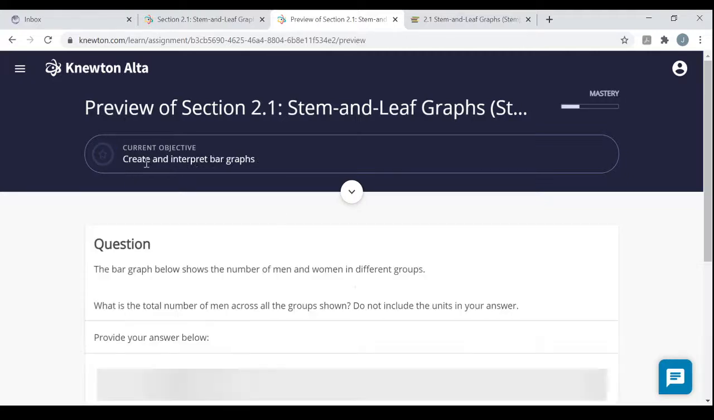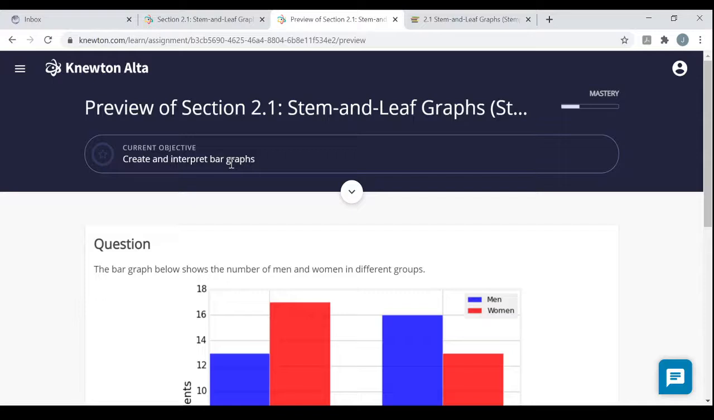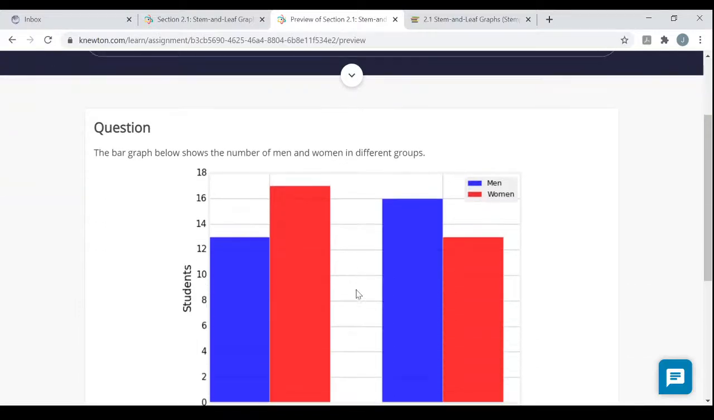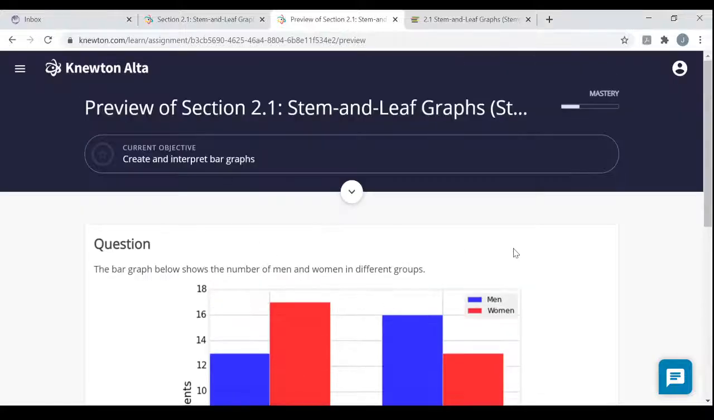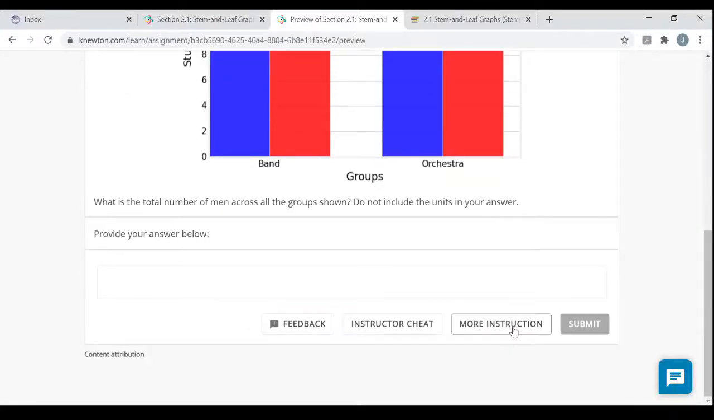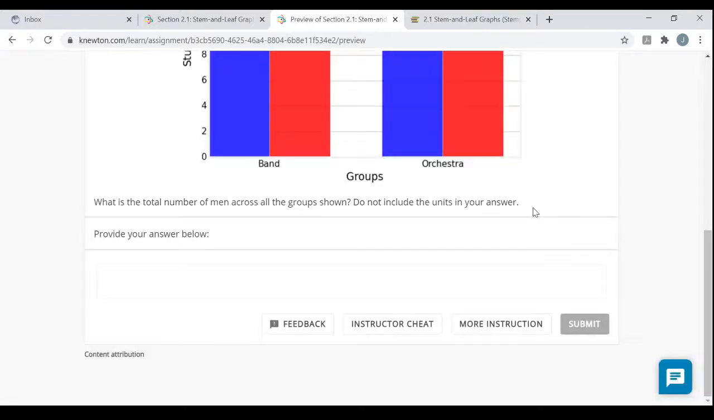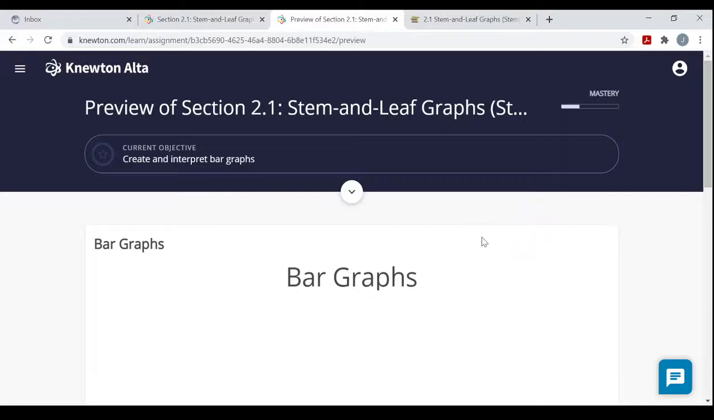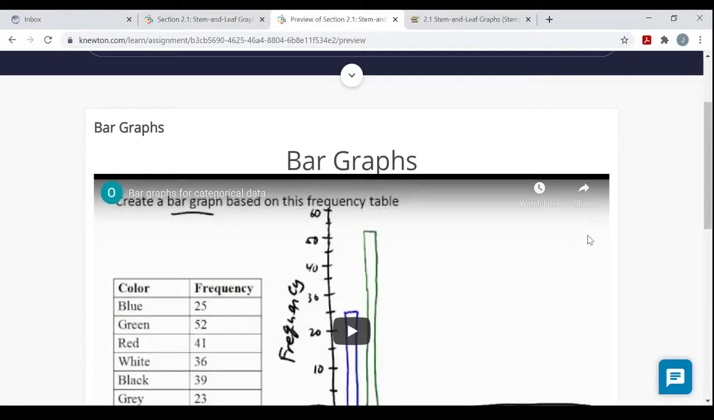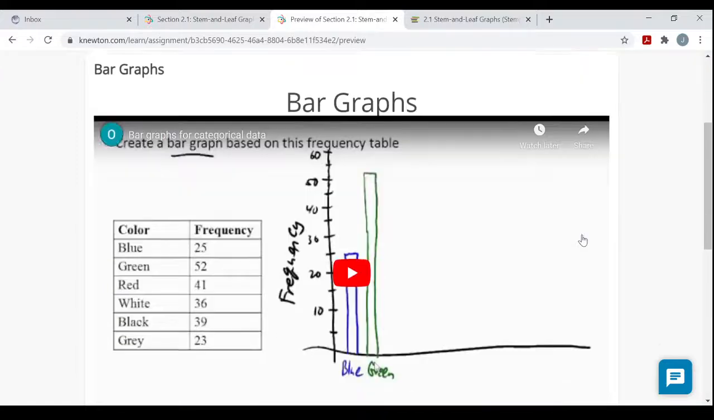So back to, so we're still on the objective. Oh, move. All right, so here's a new one. There's a new one. All right, no progress made. Create and interpret these. These are bar graphs. All right. So again, first time I'm seeing it, I'll click on More Instruction. And what are bar graphs? Now, there's just a video. Now, yeah, bar graphs are simple, I feel.